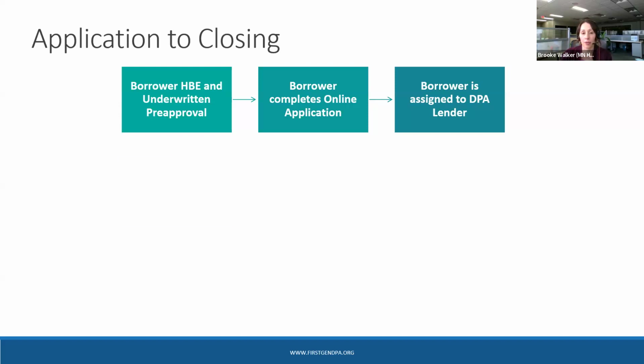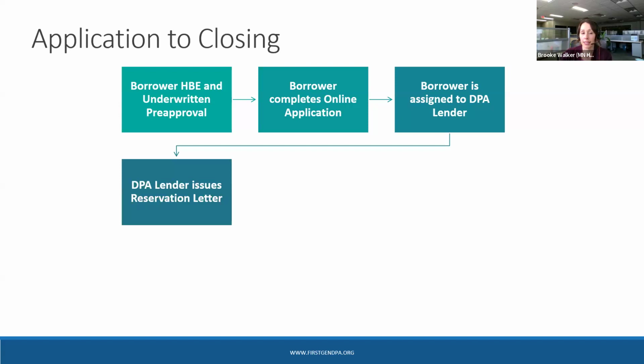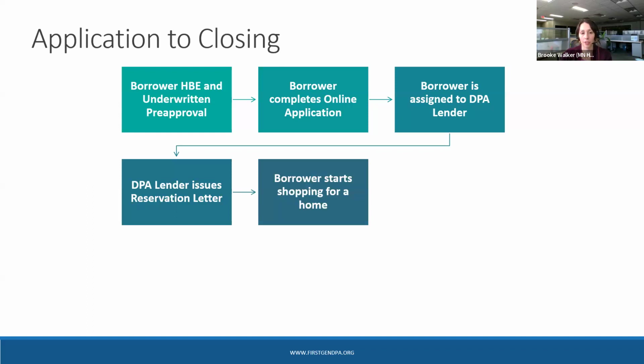Once the borrower is assigned to that DPA lender, they are going to verify their eligibility, and then they're going to issue a reservation letter. And it's at that point that the borrower should start shopping for a home. So again, this program is really trying to reach those that, but for these dollars, would not have the opportunity to buy a home.